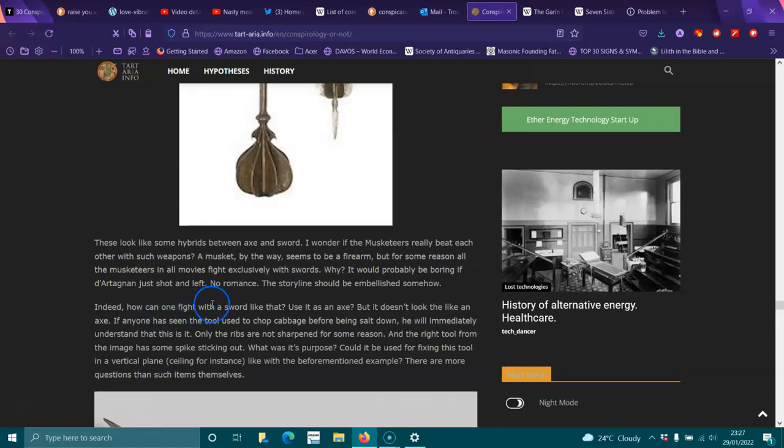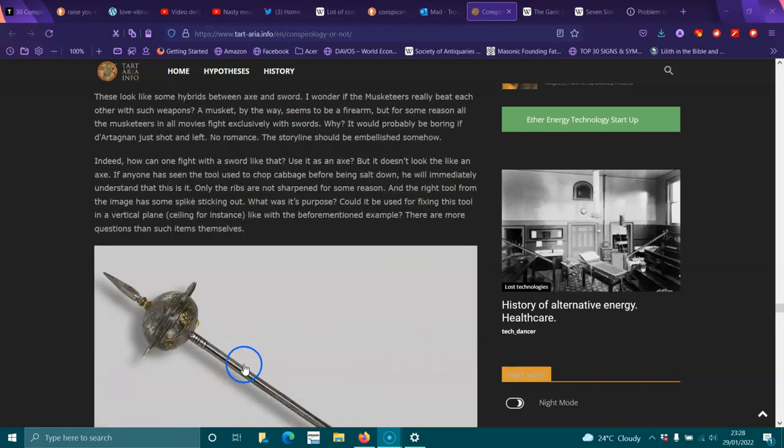Indeed, how can one fight with a sword like that? Use it as an axe, but it doesn't look like it. And an axe? If anyone has seen the tool used to chop cabbage before it is salted down, he will immediately understand that this is it. Only the edges are not sharpened for this reason, and the right tool from the image has some spikes sticking out. What was its purpose? Could it be used for fixing this tool in a vertical plane, a ceiling for instance, like with the before mentioned example? There are more questions than such items themselves.